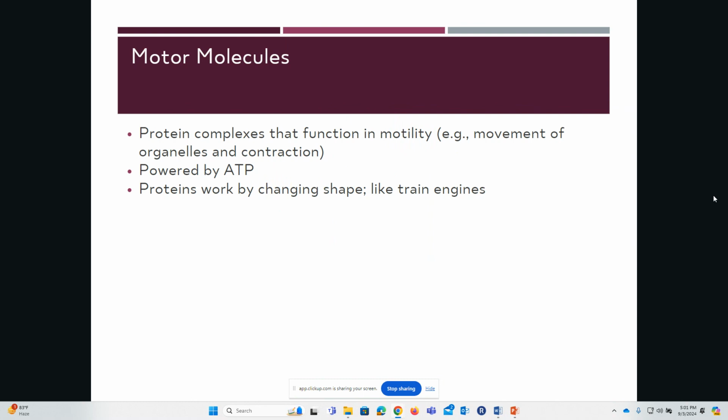But not to overlook the motor molecules, these are protein complexes that function in motility. They're powered by ATP, and they work by changing shape and work kind of like train engines and use microtubules as train tracks.